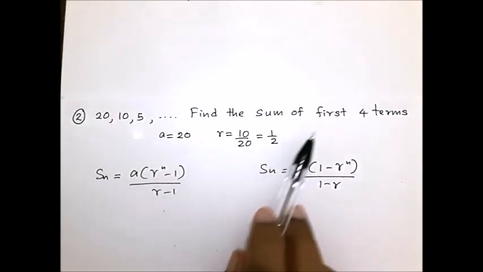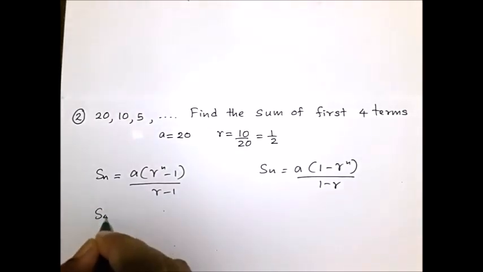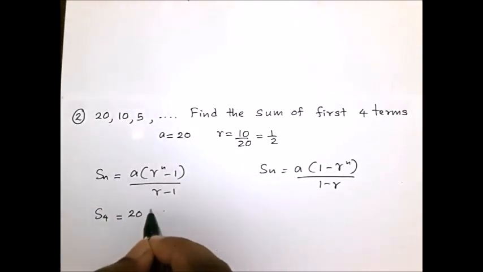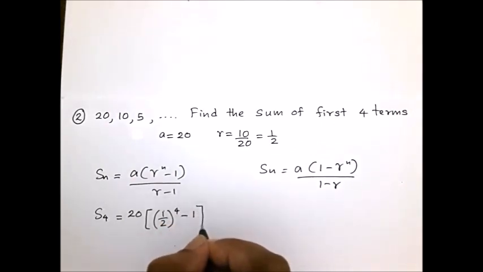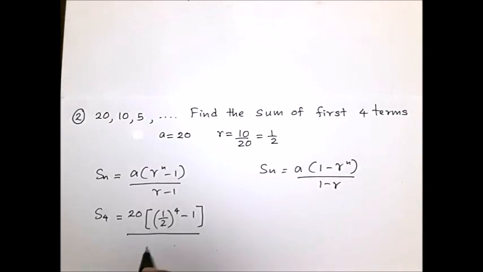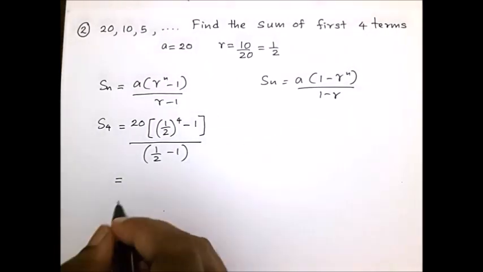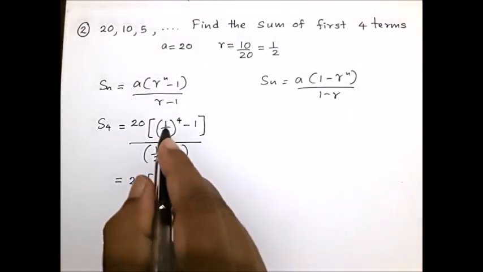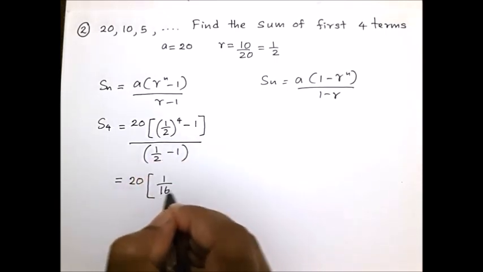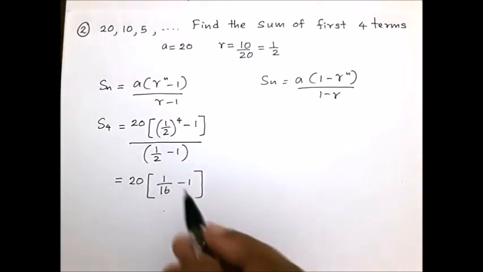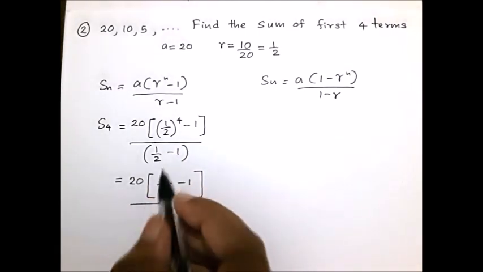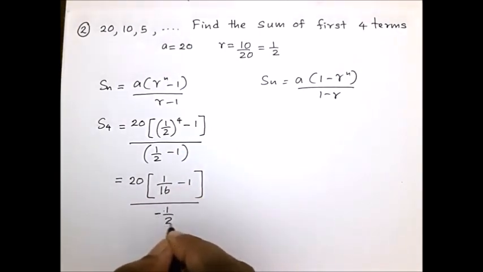First use this one. Find the sum of the first 4 terms. S4. The first term is 20. R is half. n is again 4. Half to the power 4 minus 1. Divide by R minus 1, again half minus 1. 20 times, 1 to the power 4 is 1, 2 to the power 4 is 16, minus 1. Here, half minus 1. When you take 1 minus half, it is half. But here the larger one is minus. So here the denominator is minus half.